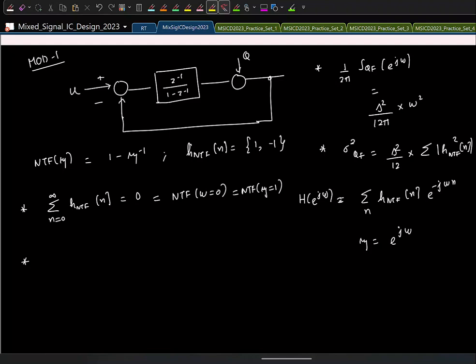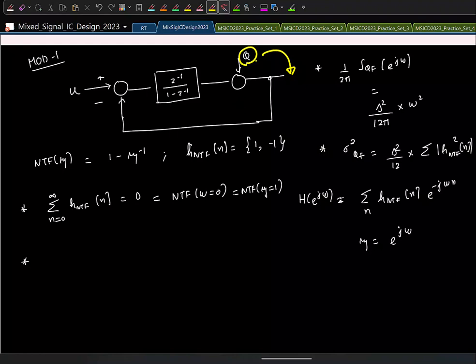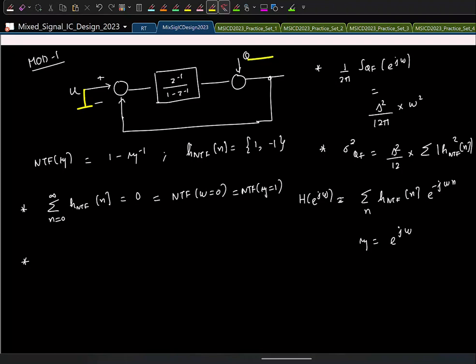I have two inputs. I am trying to find the impulse response from this input to this output, right? So where will I apply the impulse? Q must be an impulse, right? What will I do to the other input? I'll basically ground it and apply an impulse here and see what comes at the output.